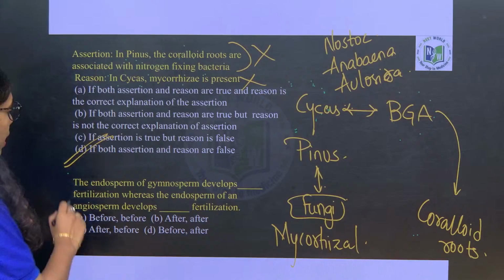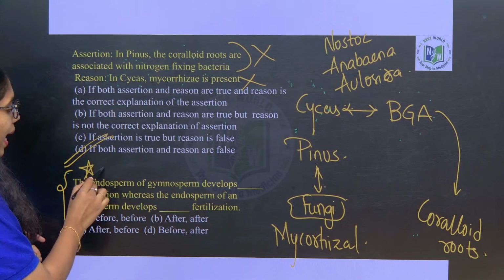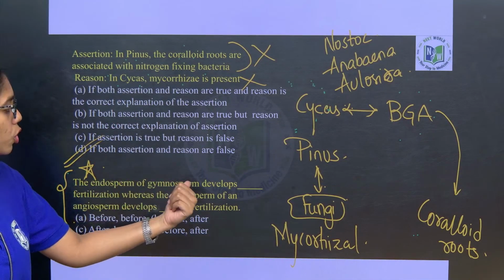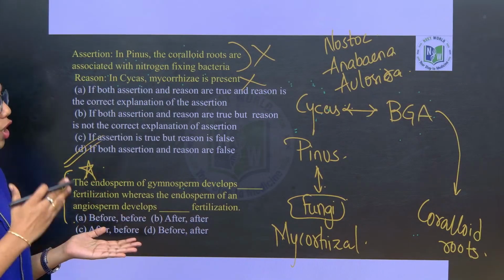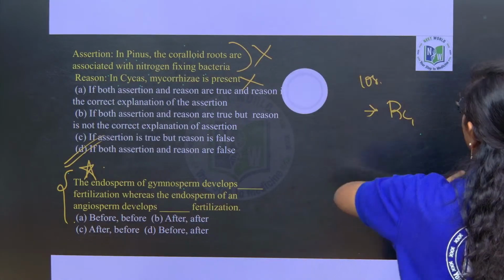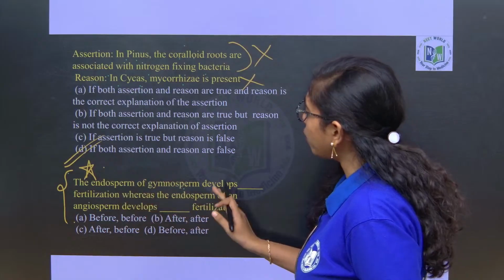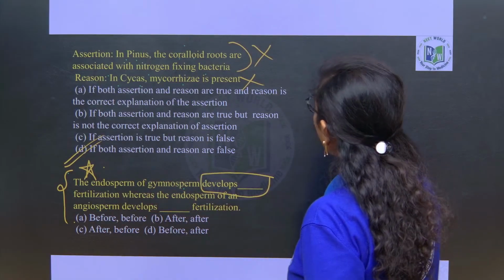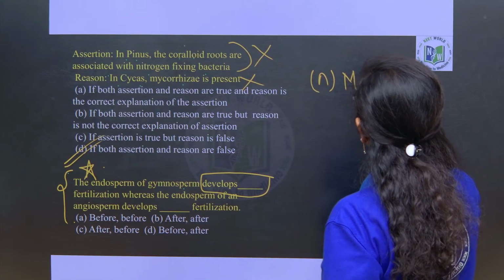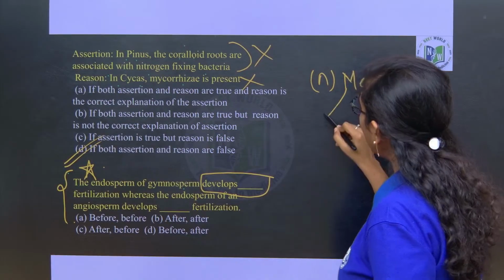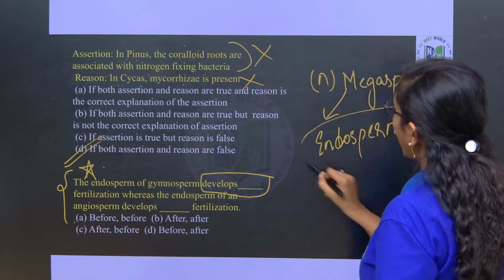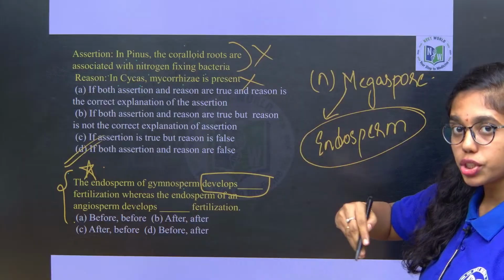Now, this is the most important segment from plant kingdom, that is why I have put this question over here. A good practice. The endosperm of gymnosperm will develop before fertilization or after fertilization? You have to answer me. This we have done in our classes also. So, yes, the endosperm of gymnosperms develops before fertilization from haploid megaspore. From haploid megaspore inside the archegonia, a few of the cells are differentiated to endosperm. This happens before fertilization in gymnosperms.